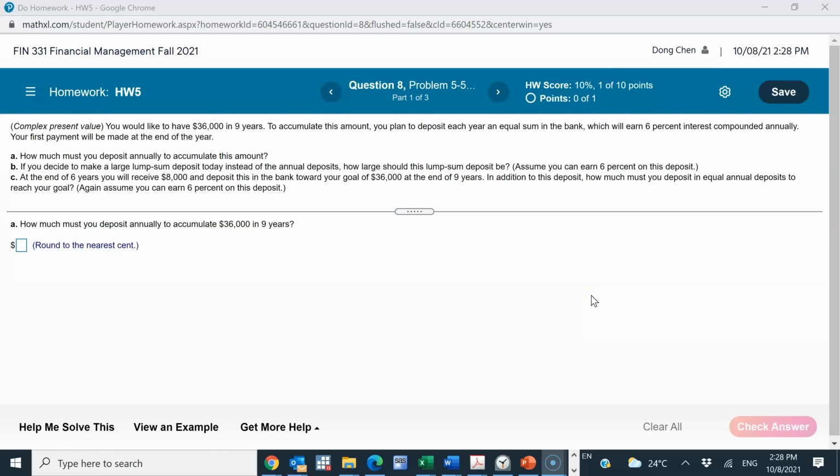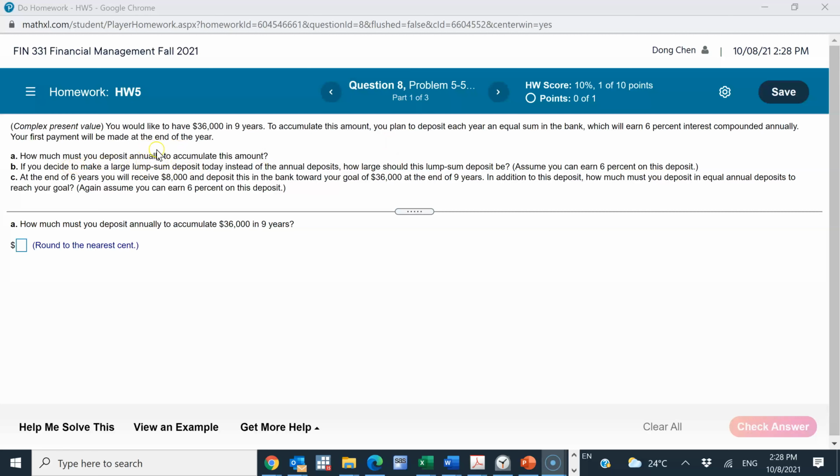This is question number 8 of homework 5 for chapter 5. You would like to have $36,000 in 9 years. To accumulate this amount, you plan to deposit each year an equal sum in the bank, which will earn 6% interest compounded annually. Your first payment will be made at the end of the year.